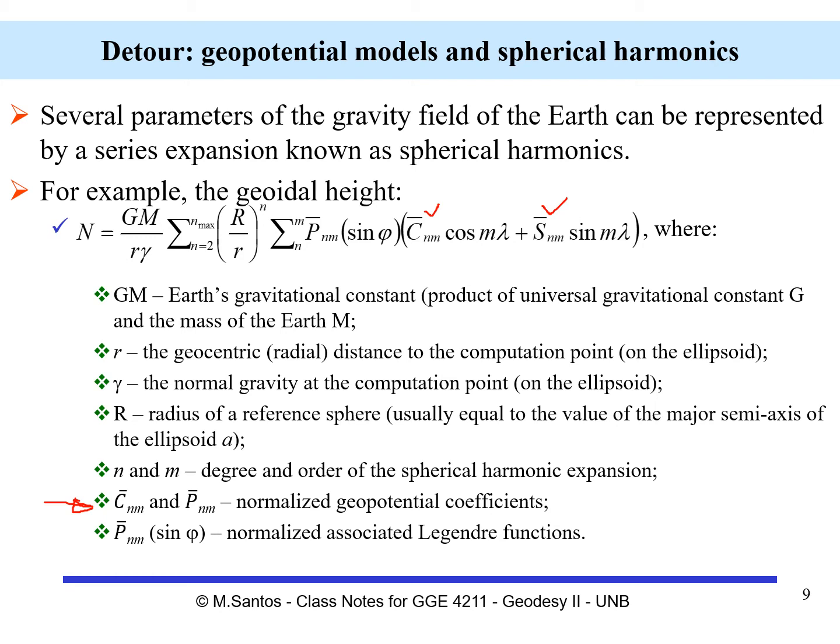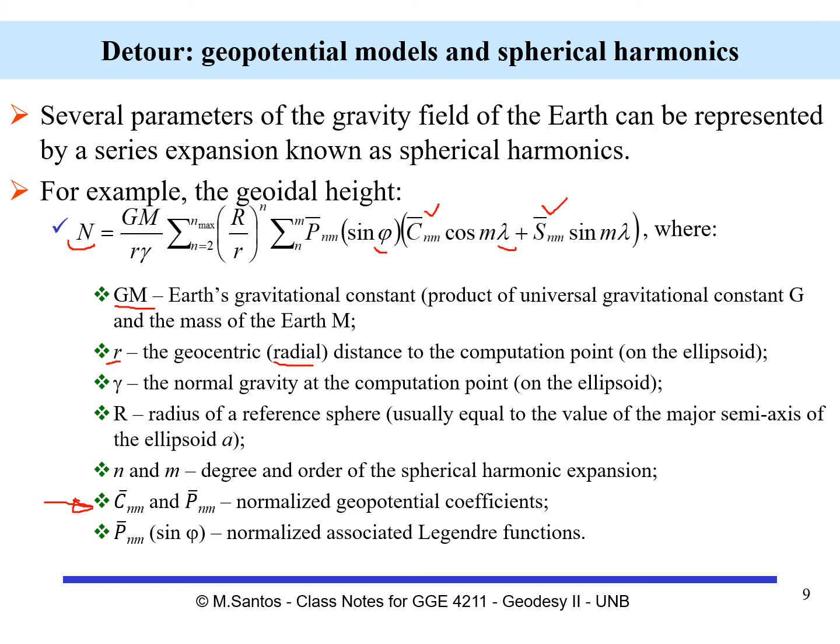So in this expression, we have the geoidal height for a particular point of spherical latitude and spherical longitude. So GM is the Earth gravitational constant. r is the geocentric distance to the computation point on the ellipsoid. So this is radial, so that's a spherical approximation.